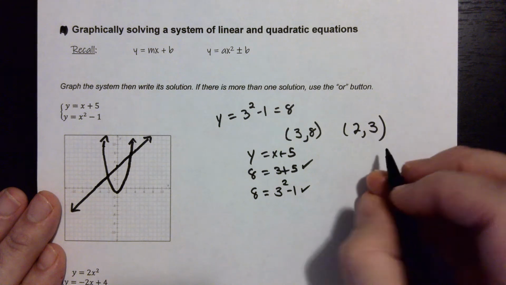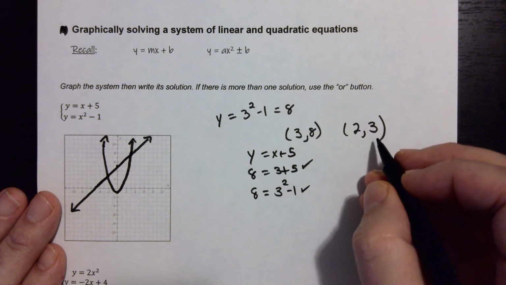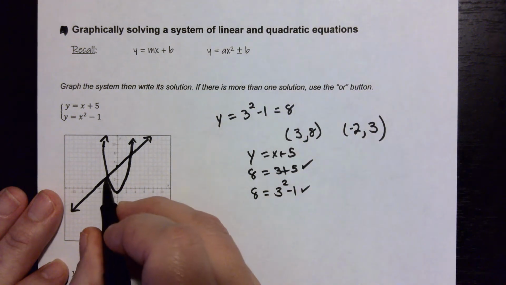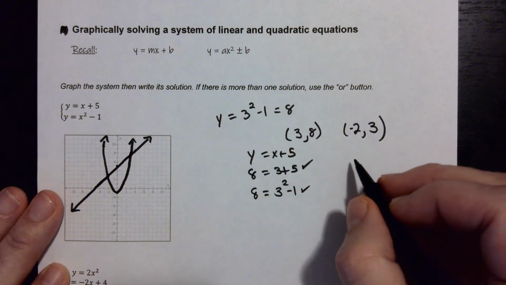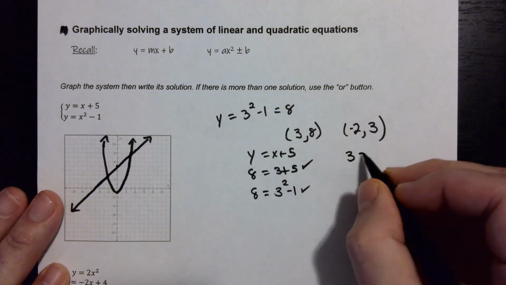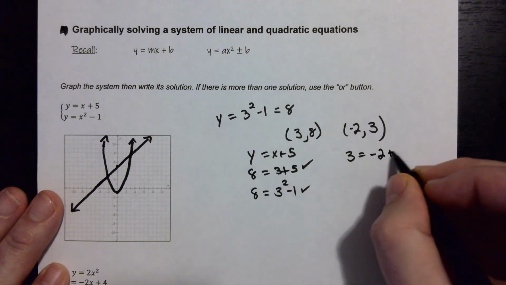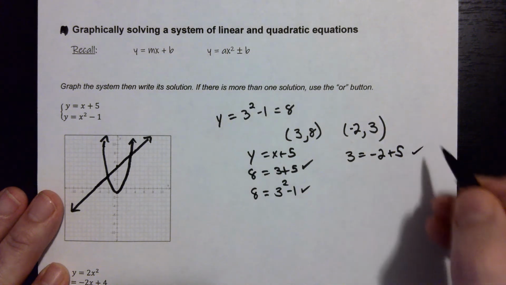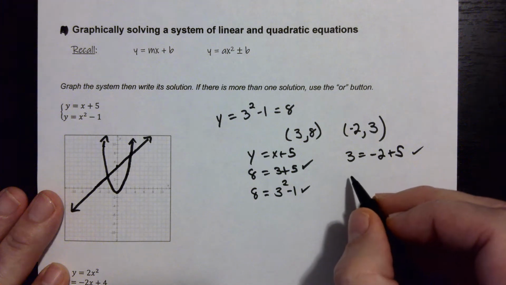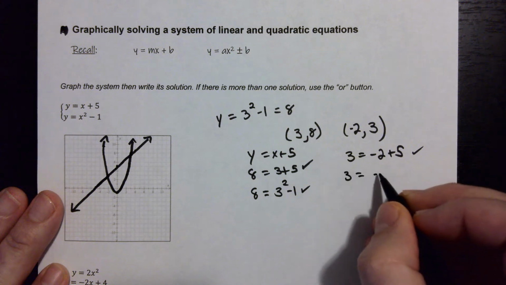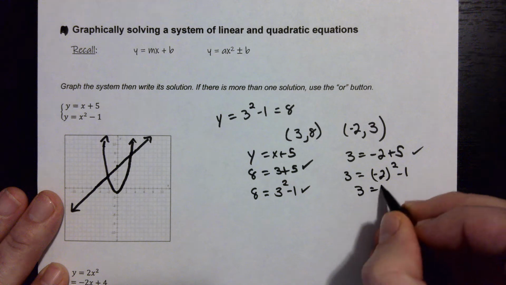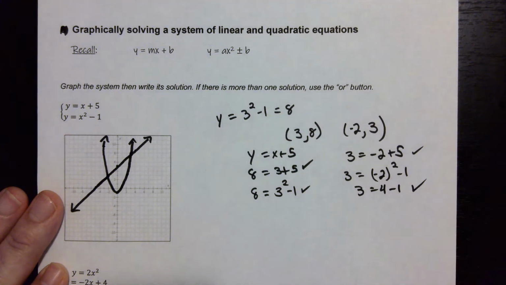Now let's try the other one. Oh, one of those should have been negative, right? -2, 3. So -2, 3, we get 3 is equal to -2 plus 5. That's in this one right here. And that's true. Then let's plug it into the other one. 3 is equal to -2 squared minus 1. That's 4 minus 1. 3 is equal to 4 minus 1 is also true. So those are our two solutions.